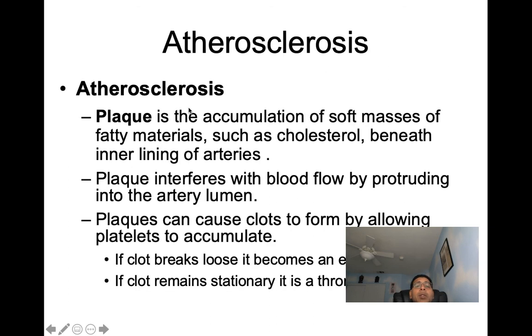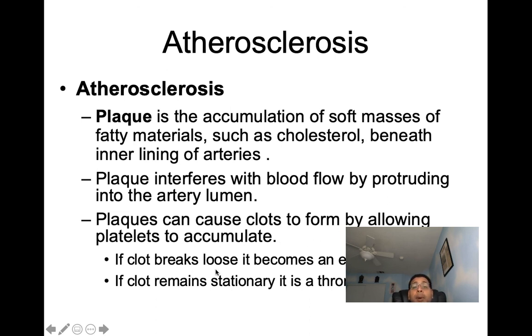First, we have atherosclerosis. Now here we have plaque buildup. Plaque is an accumulation of soft masses of fatty material, such as cholesterol, and they're going to be found beneath the inner lining of the arteries. So when this plaque starts to accumulate beneath the inner lining of the arteries, it is going to interfere with blood flow by protruding into the artery's lumen, into the center of the artery. Plaques can cause clots to form by allowing platelets to accumulate.